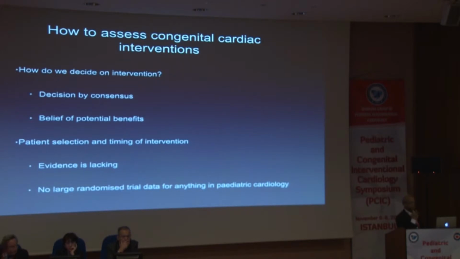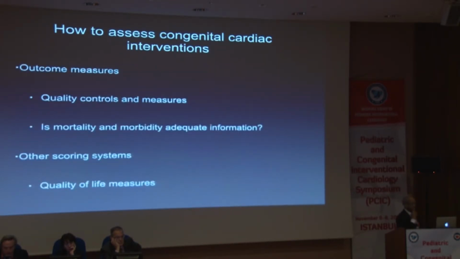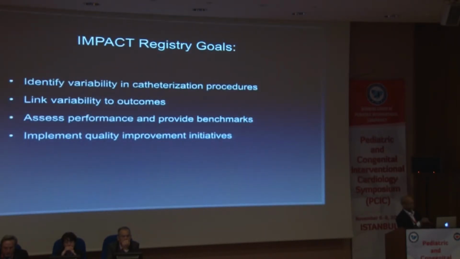We have a personal belief of potential benefits, and that then determines how that patient may be treated. Then there is lack of evidence in patient selection and timing of interventions as well, because we do not have large randomized trials for interventions at all in congenital heart disease. Quality controls and measures: is mortality and morbidity adequate information, or should we be looking at other complexity scores and quality of life measures in order to help with judging quality?